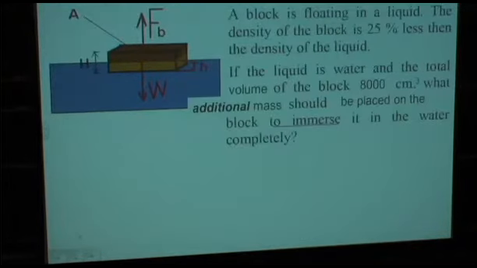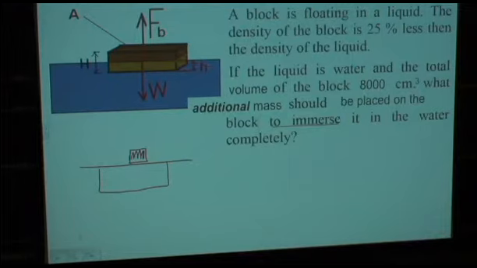And we can ask an additional question. If I want it to be completely submerged, either I have to push on it with my finger to make it move deeper, or I can add some extra mass. So in that case, the question is, what is the amount of that extra mass we should add? Well, if we add that extra mass, the system is in equilibrium still. It's just a new equilibrium.